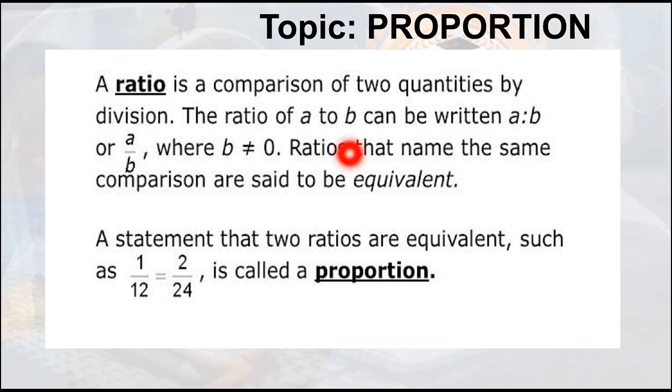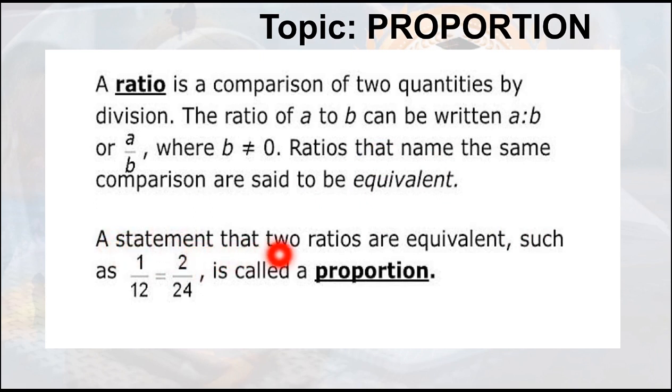Ratios that have the same comparison are said to be equivalent. Can you see that now? If two ratios have the same comparison, they are known to be equivalent. Now a statement that says two ratios are equivalent, such as 1/12 equals 2/24. Can you say this now? 1/12 equals 2/24.